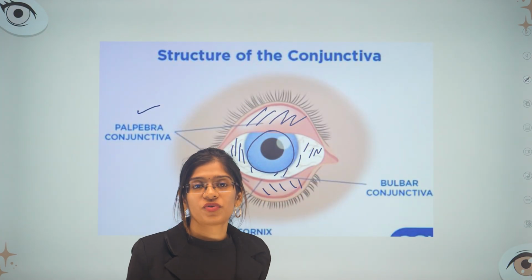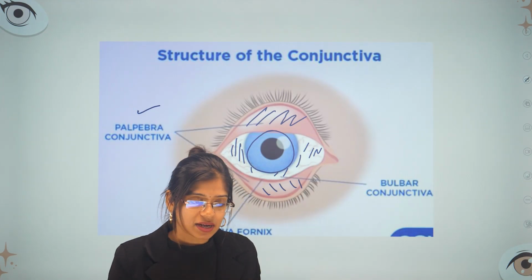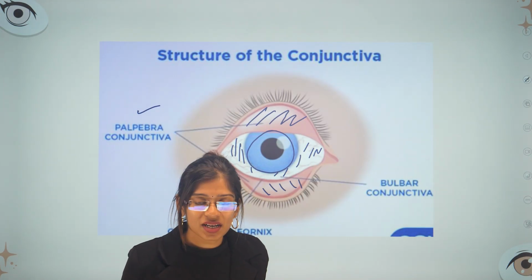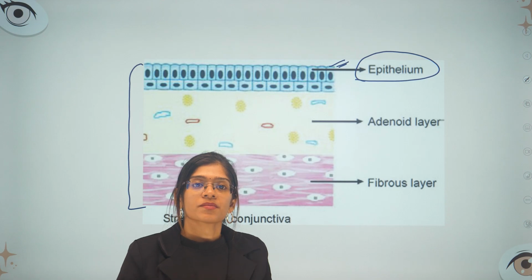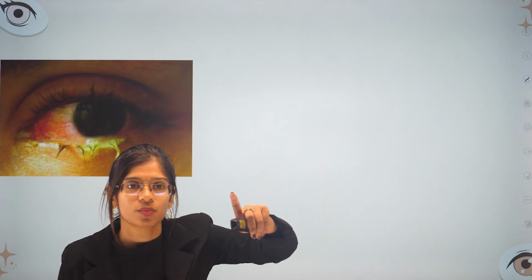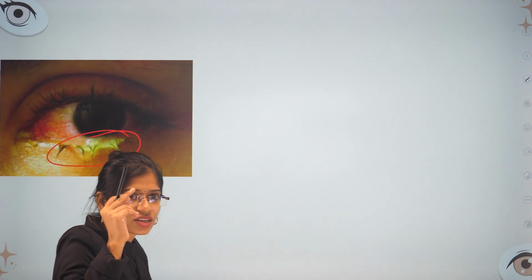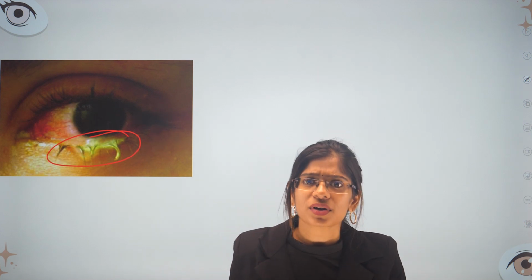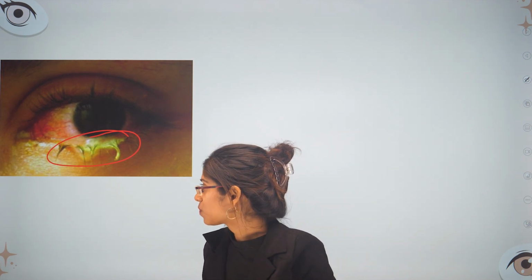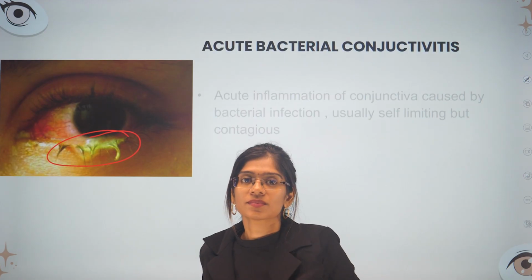Now we'll move towards different kinds of conjunctivitis. Bacterial conjunctivitis, viral conjunctivitis, hemorrhagic conjunctivitis, and so on. So what is this? Even before it comes on the screen, you should be able to see. You can see mucopurulent discharge here, matting of the eyelashes here. What kind of conjunctivitis it is? This is bacterial conjunctivitis, okay?